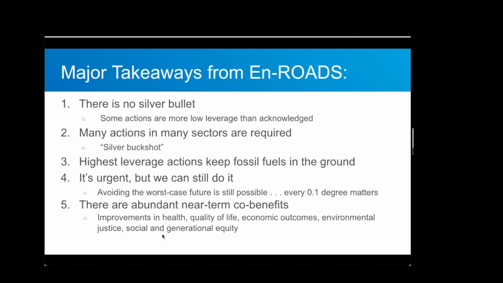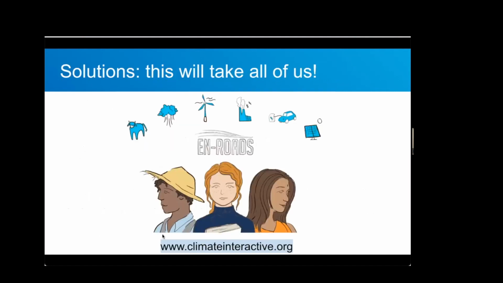If you think about all of the heat domes and droughts and floods that are going on, not only in America, but all over the world, this model will really reflect that. And hopefully these co-benefits will win out in the long run. So, solutions are going to take all of us. And it's part of what you can do.